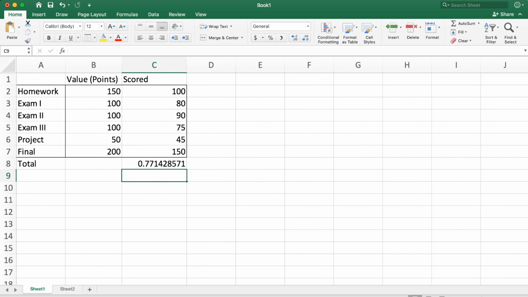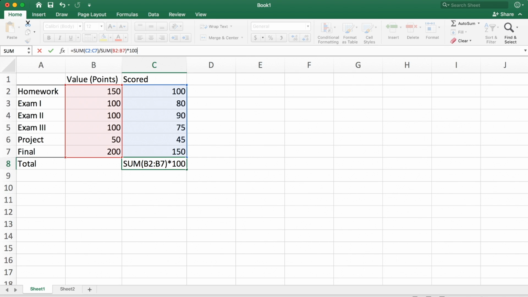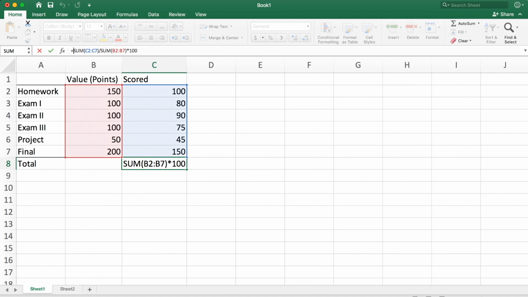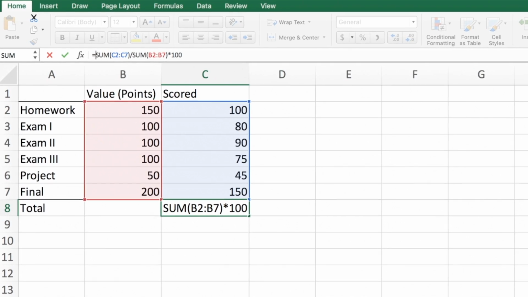Now you'll notice that this is written in terms of a decimal, 0.77, rather than a percent. So we might take this and multiply it by 100 as well, in order to get it to display as a percent. And now we have 77.1428571. And that's quite a messy decimal, so maybe we even want to take this one step further and round it up.